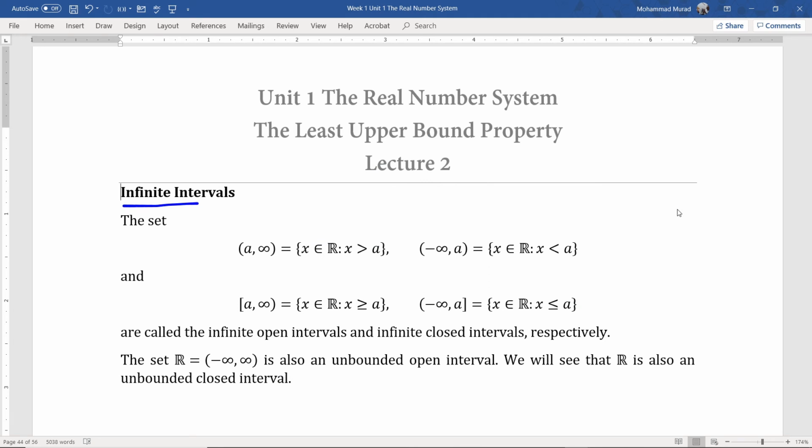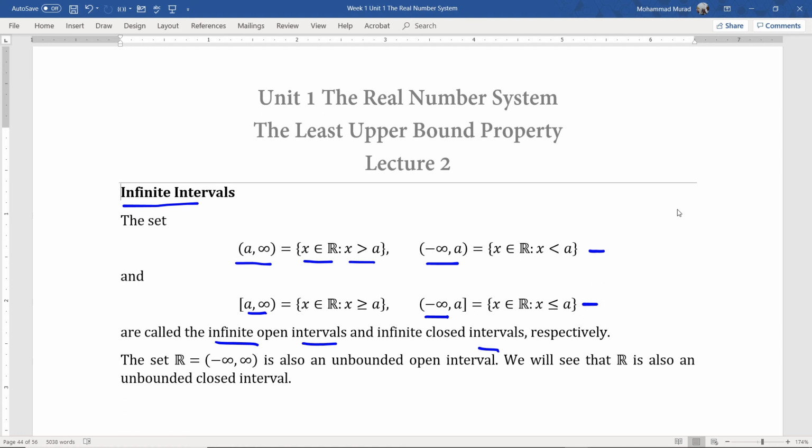Infinite intervals. The set denoted by this symbol, where a is any real number, is defined to be equal to the set of all real numbers x such that x is strictly larger than a. Similarly, the sets defined by these formulas are called infinite open intervals and infinite closed intervals, respectively. These two are infinite open intervals, and here we have two examples of infinite closed intervals.